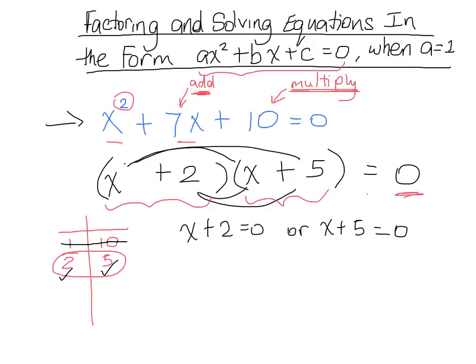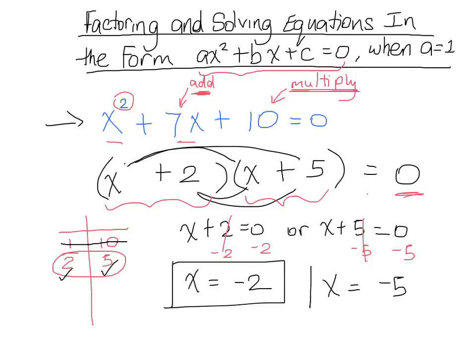And now that becomes very easy to solve, because both of them are now linear equations. We can subtract 2 from both sides to isolate the x, and we get that x is equal to -2. On the other side, we can subtract 5 from both to isolate the x, and we get that x is equal to -5. Both are our answers. So in many quadratic equations, you will end up having two answers. Let's look at another example.